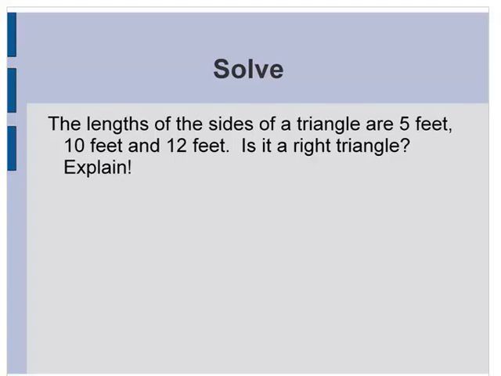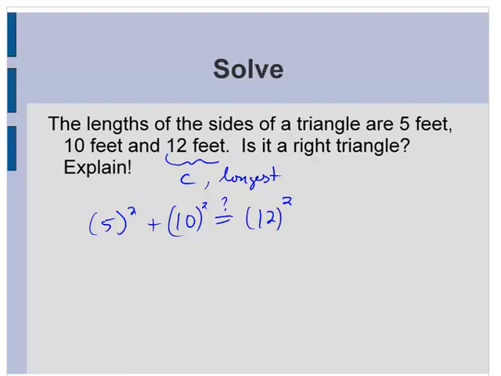If it is a right triangle, it must satisfy the Pythagorean theorem. So which one would be the A, the B, and the C? Well, remember, if it is a right triangle, this would have to be C, the hypotenuse, it is the longest measure. So then we would need to satisfy 5 squared plus 10 squared. Is this equal to 12 squared? 5 squared is 25, 10 squared is 100, 12 squared is 144, and 125 is not equal to 144.